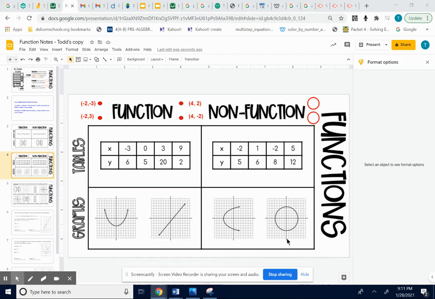Okay, let's look at some tables and graphs. Now remember, to be a function, for each x, there's only one y. For each x, there's only one y.